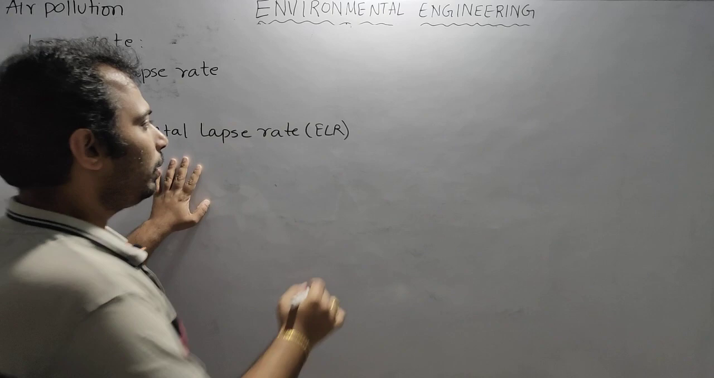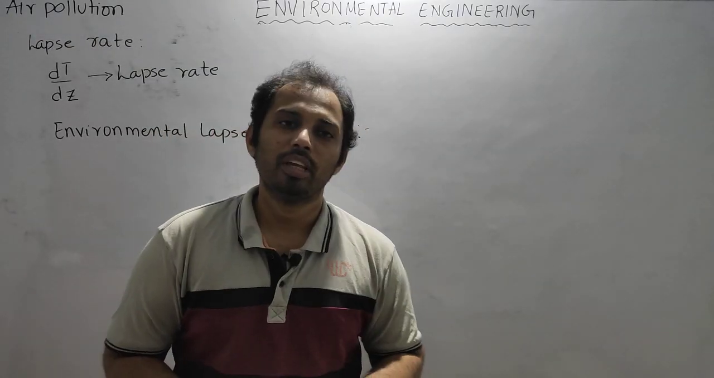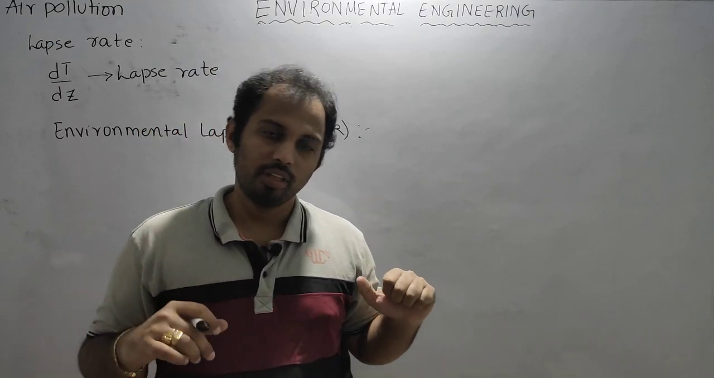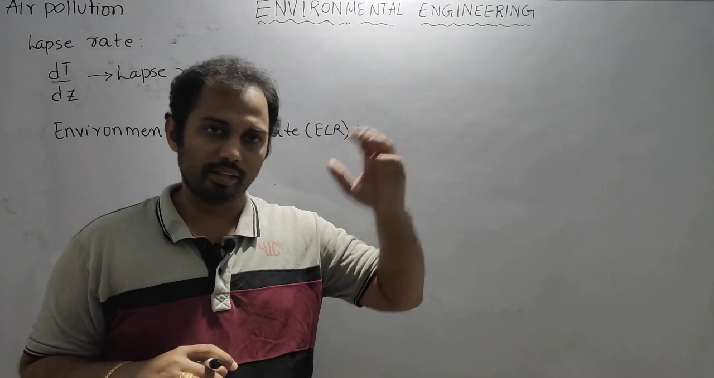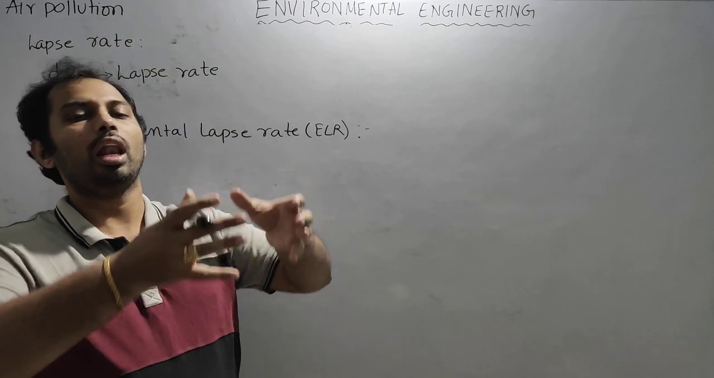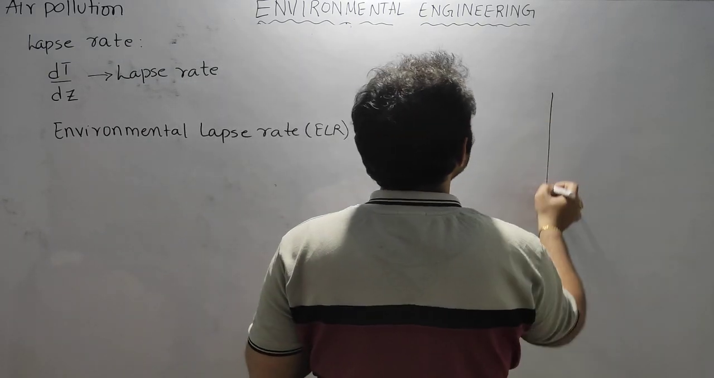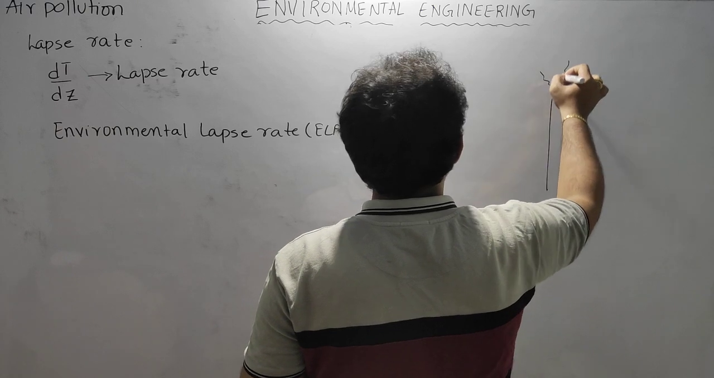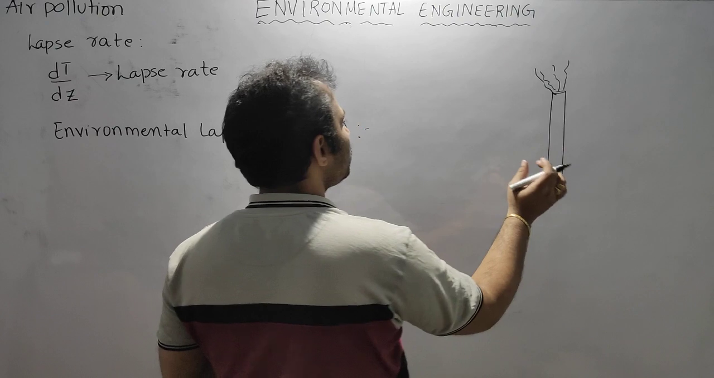We need to see two things here parallelly. One is the environment, another is the pollution parcel. Generally we release this pollution parcel from the stacks. If you see any industry, every industry will have a big long vertical shaft. From this shaft, they release the pollutant into the environment. This arrangement is called a stack.